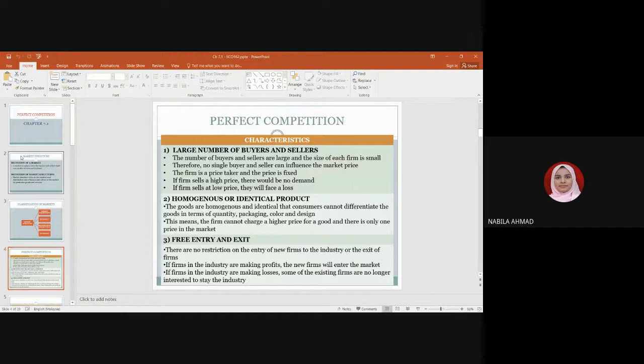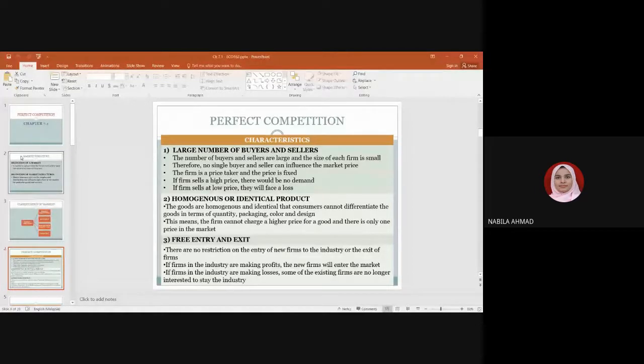Okay? Right. Homogeneous or identical product. So perfect competition dia menghasilkan barang, dia menjual barang yang sama jenis. So the goods are homogeneous and identical that consumers cannot differentiate the goods in terms of quantity, packaging, colour and design. Barang yang dijual di semua tempat adalah sama jenis. Macam kedai runcit lah. Kalau kita pergi satu kedai ke kedai yang lain, barang dia jual sama je. Ya, tepung, dia jual barang macam roti, makanan kering. So itu adalah sama jenis kan. So kita kata homogeneous. Kedai buah dia jual buah-buahan yang sama jenis.